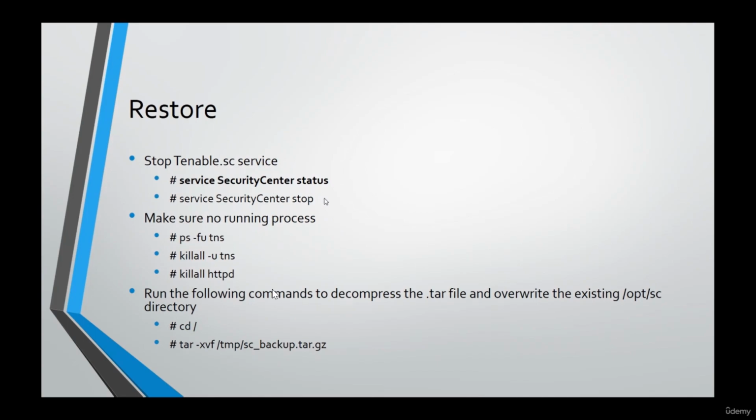For the restore, it's the same as the backup. You need to install and prepare a Tenable Security Center server. It will be empty, with the initial configuration. So you then need to go to your new Tenable Security Center, stop the service, and make sure there is no running process. Then you need to uncompress the tar file. First you need to copy the file to that server, then uncompress the file.